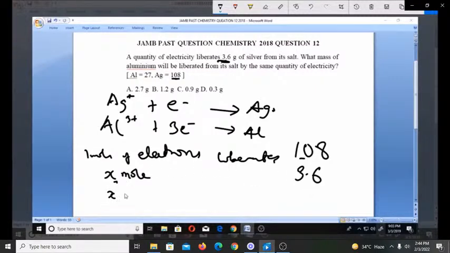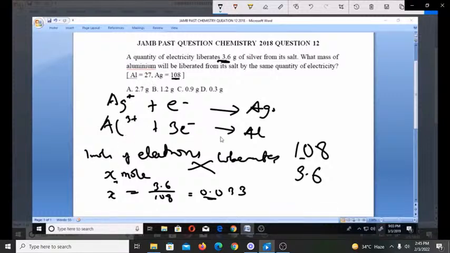You have x equal to, you cross multiply, x equal to 3.6 all over 108, and this will give you 0.033. So if you do 3.6 over 108, you have 0.033. So this is the quantity of electricity that we are talking about. So this quantity of electricity, how many grams of aluminium will it give?